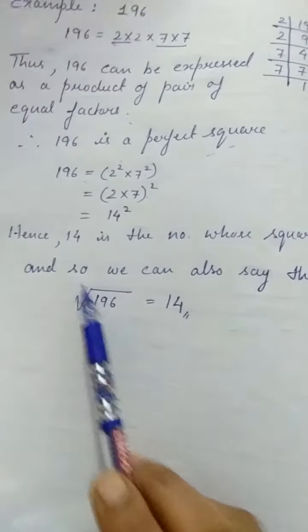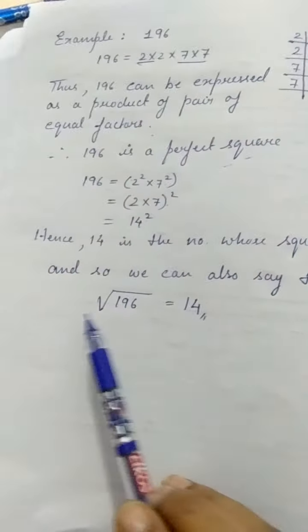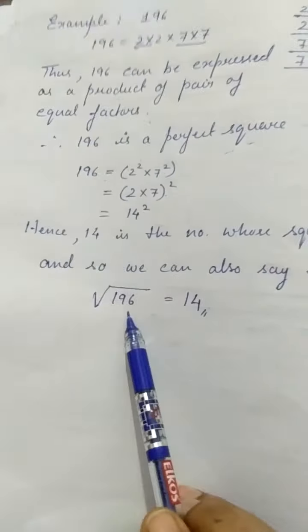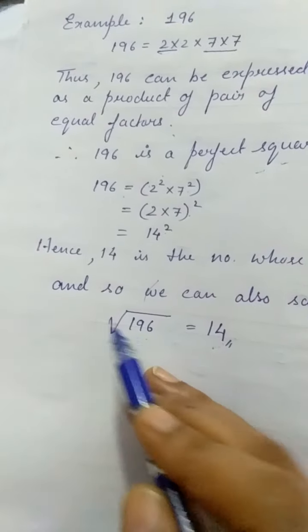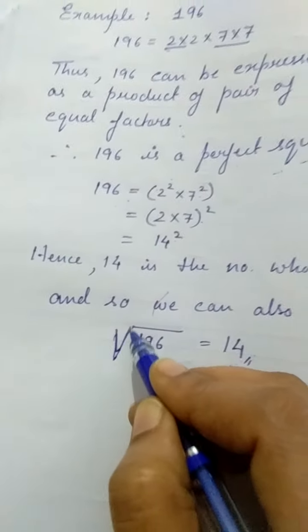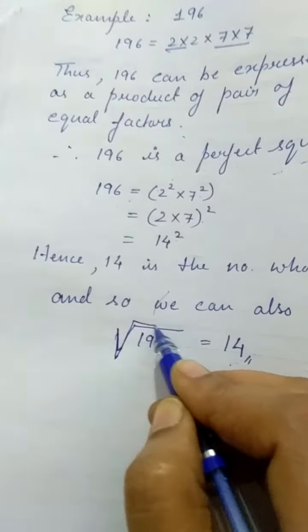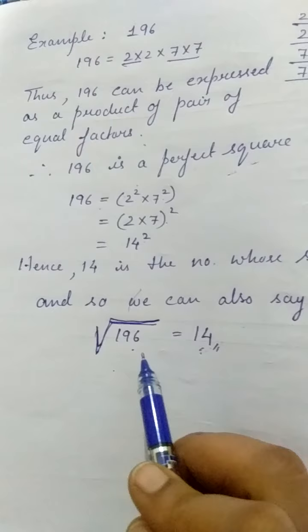And so we can also say that square root of 196 is 14. Children, here we are coming to the concept of the chapter, that is square root. This is the symbol for square root, children. Okay, this is the symbol for square root. And square root of 196 is what? 14, because square of 14 is 196.